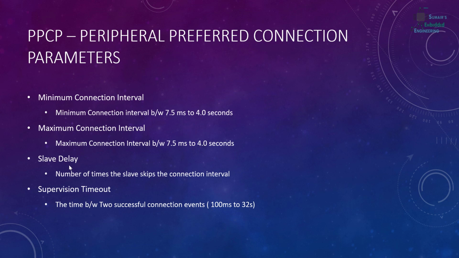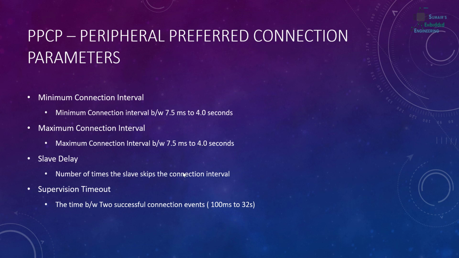The second thing is the slave delay. The slave delay is basically another feature of BLE which helps our device to save some more energy. It's basically the number of times the slave skips the connection interval event. So when a master device sends a connection interval after 7.5 milliseconds, our slave device can skip this event one time, two times, or three times, depending on our settings. So once it skips this event two or three times, then on the fourth time it's going to respond. It depends on our settings.